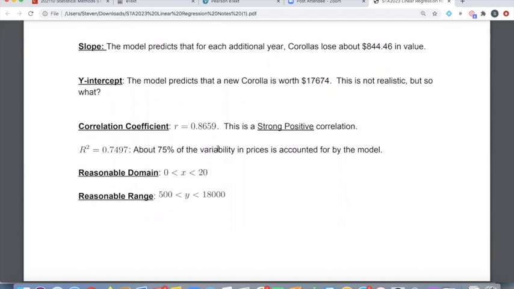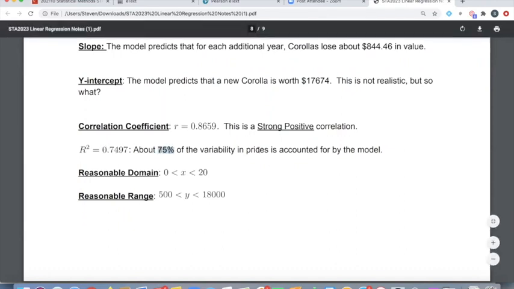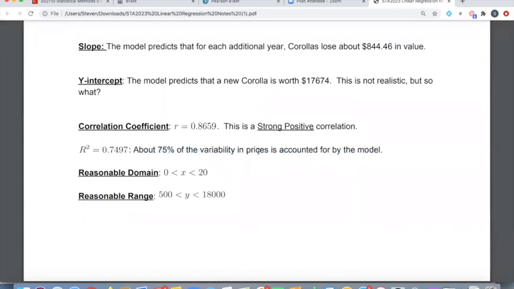75% of that variability in prices is accounted for by the model. So if someone asks you to explain R squared, you fill in this number, just turn that into a percentage, and whatever your units for Y are, you put right there. Just put a word there. The rest of the sentence is the same.